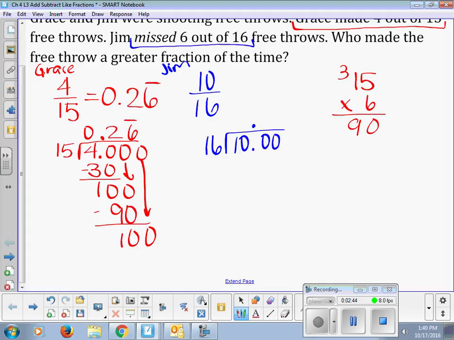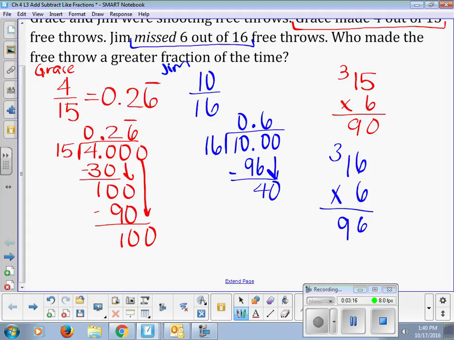Can 16 go into 10? No. Can 16 go into 100? Yeah. How many times? Let's try 16 times 6. 6 times 6 is 36. 6 times 1 is 6 plus 3 gives us 9. So it can go in 6 times, and we're left with 96. When you subtract, 100 minus 96 gives us what? 4. Bring down a 0.